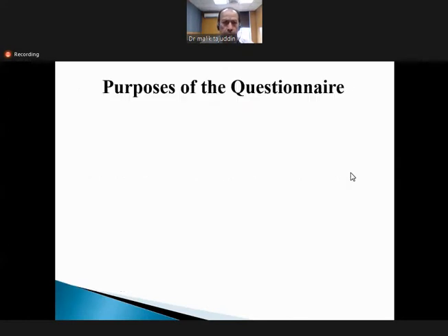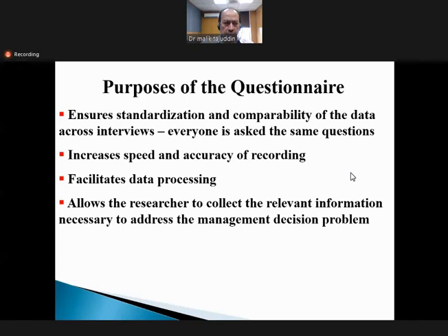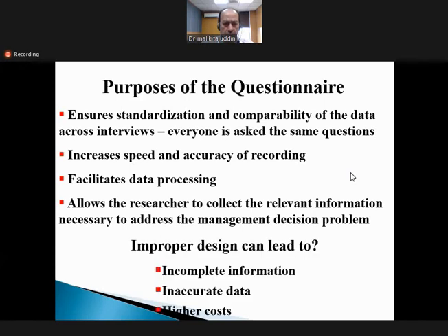So the purpose of the questionnaire is that through a questionnaire, one wants to ensure standardization and comparability of the data across interviews. Everyone is asked the same question. So if I just ask anyone without framing the question, to find out certain demographic or habitual characteristics of someone, they may come to me with different types of data collected.